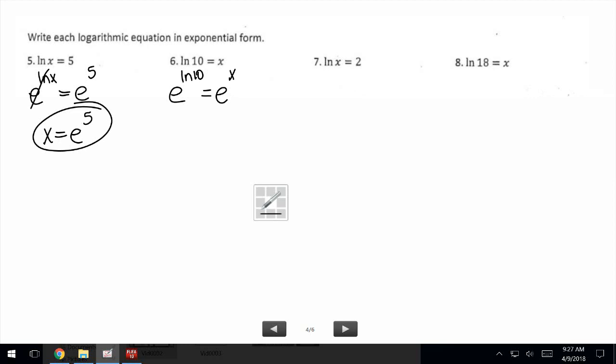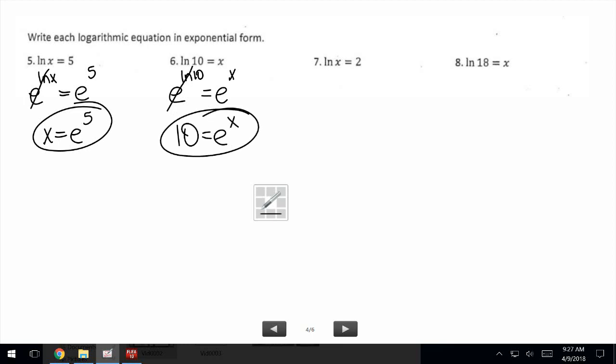The only thing that cancels are the two that are opposites. What are the two opposites? The E, not both the E's. Just the natural log E and the base E.